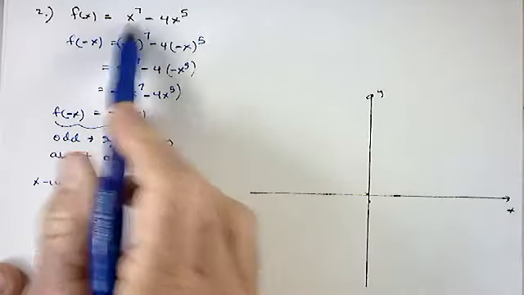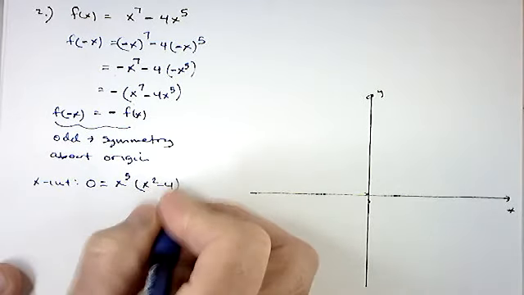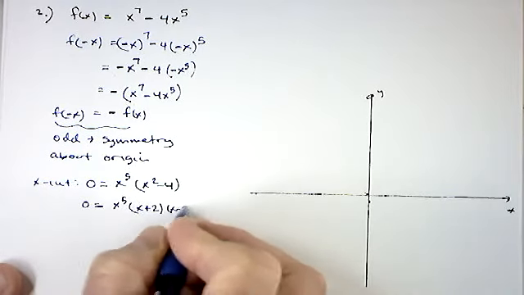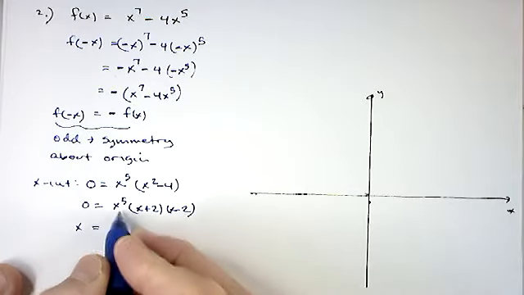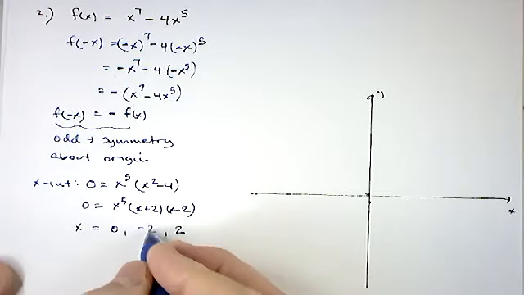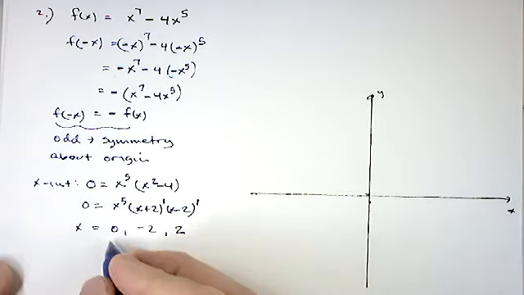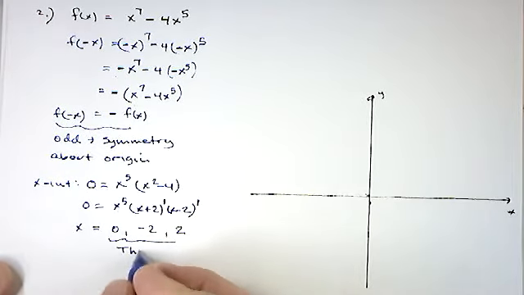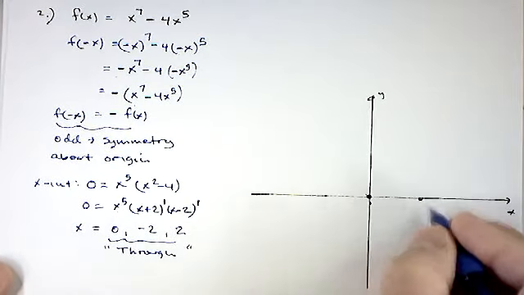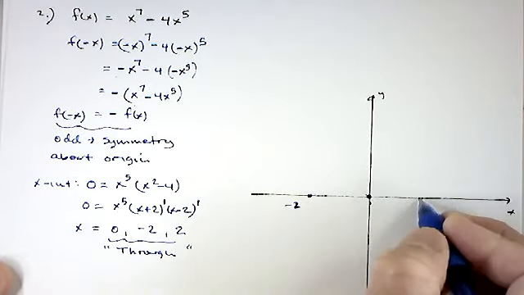Here it looks like I can factor out an x to the 5th. And that leaves me with x squared minus 4. Factor that completely. That's x plus 2 times x minus 2. And I get x-intercepts of 0, negative 2, positive 2. And notice that all three of those zeros or x-intercepts are coming from factors to odd powers. So these are all going to pass through the x-axis. 0, 2, negative 2. They're all going through here.